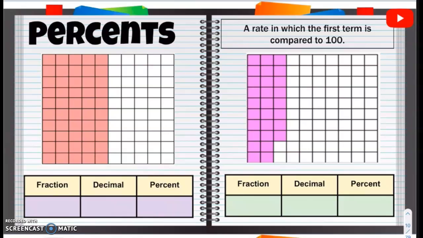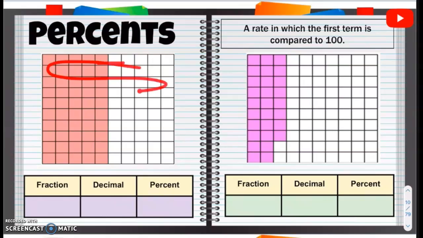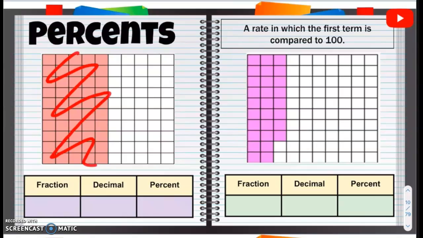All right, so a percent, if we take a look over here, it is a rate in which the first term is compared to 100. So if we look over here, we have a 100s chart, meaning we have 100 of these little squares. Each of these rows are 10. Each of these columns are 10. So we're going to figure out what fraction is shaded. So what fraction is shaded?